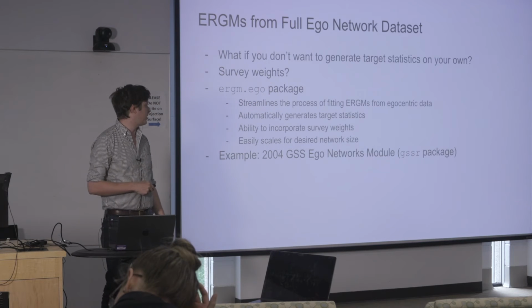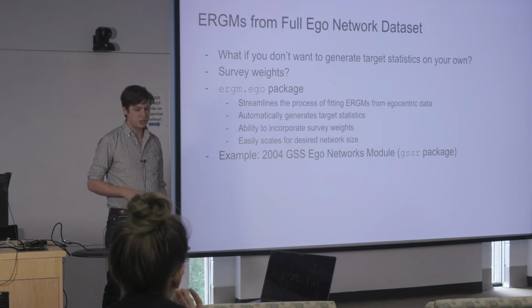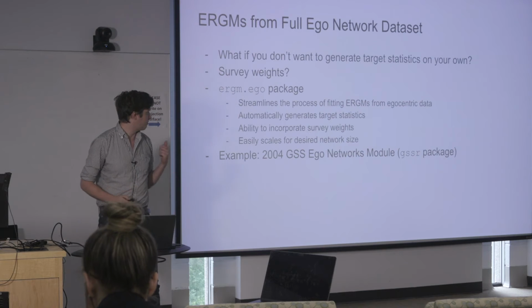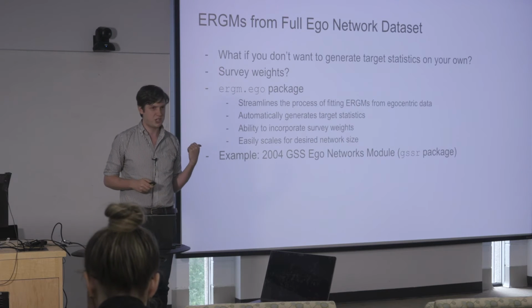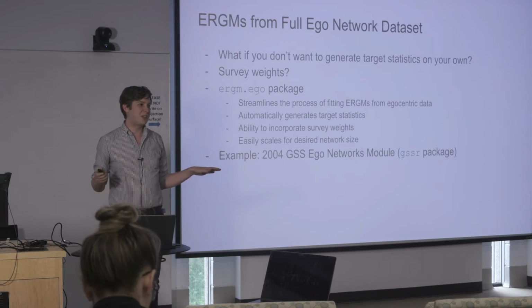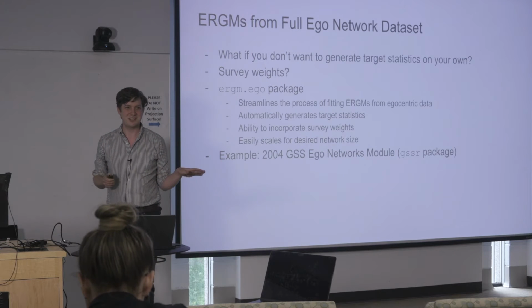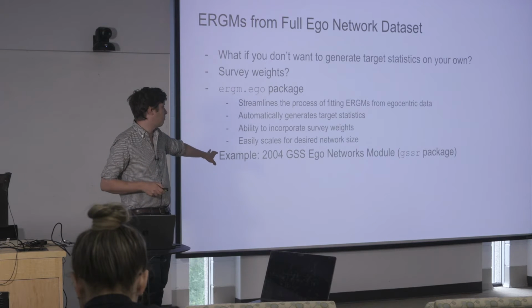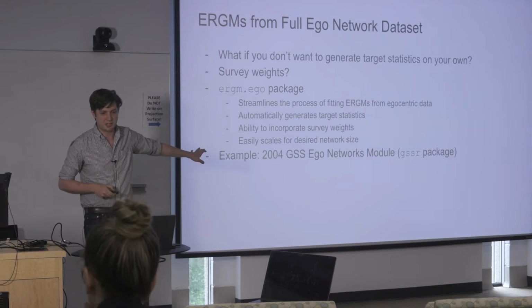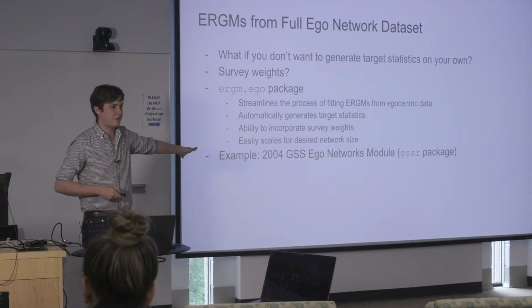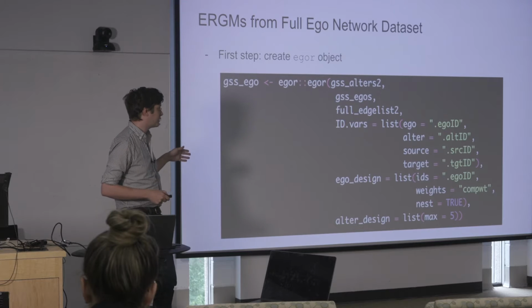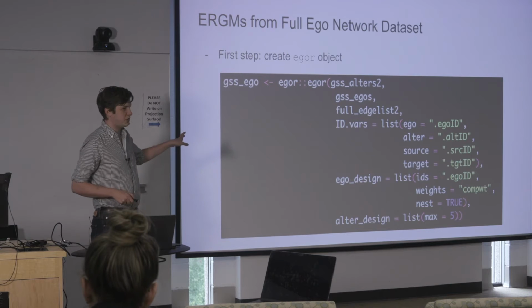There's pretty easy arguments within the ERGM ego package to do so. And so as an example, I've used data from the 2004 GSS Ego Networks module. We've had plenty of discussion about those data already in the past few days and its different methodological challenges. But again, what makes this a good example for learning this is that it does have survey weights that can be incorporated.